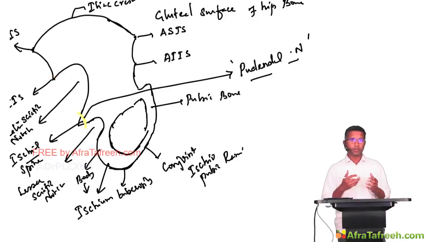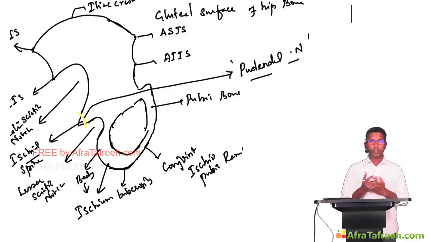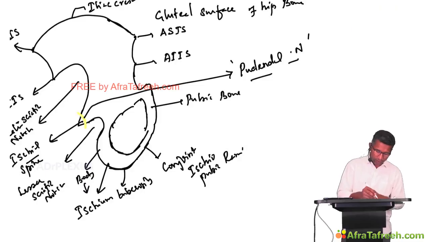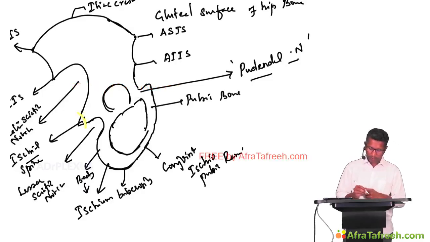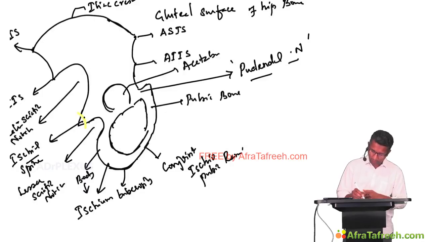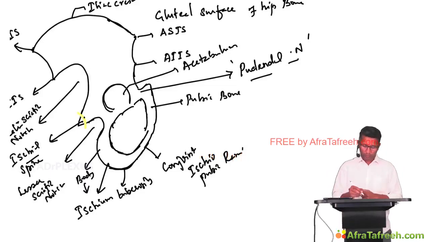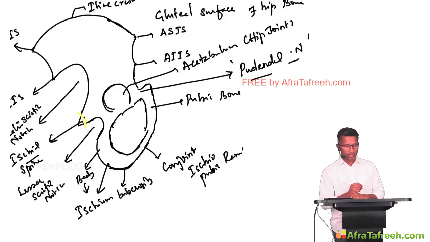Now what is the difference between the gluteal surface and the pelvic surface? When you look at the gluteal surface, you get an important cup here. This cup is called the acetabulum, guys. It is an important part of the hip bone, because the acetabulum is the one which forms the hip joint. So acetabulum is seen here. Clear?